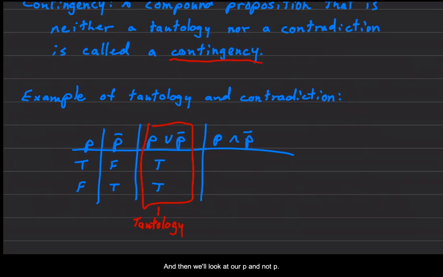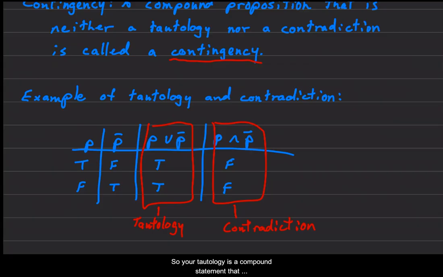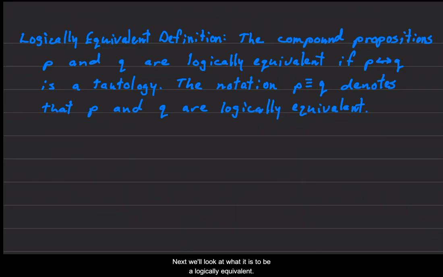And then we'll look at our P and not P. And there we have true and false, gives us false. And then false and true gives us false, which means that this is a contradiction. So a tautology is a compound statement that always results in true, and a contradiction is a compound statement that always results in false. Next, we'll look at what it is to be logically equivalent.